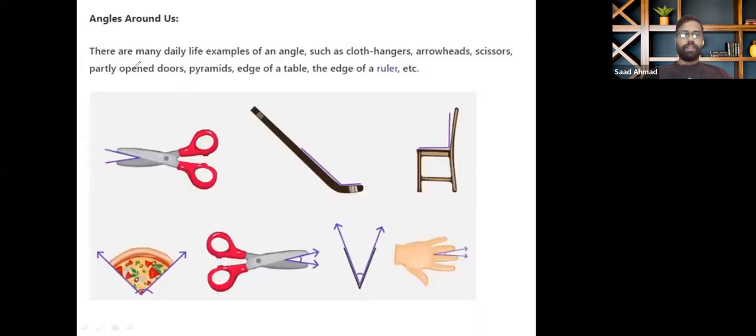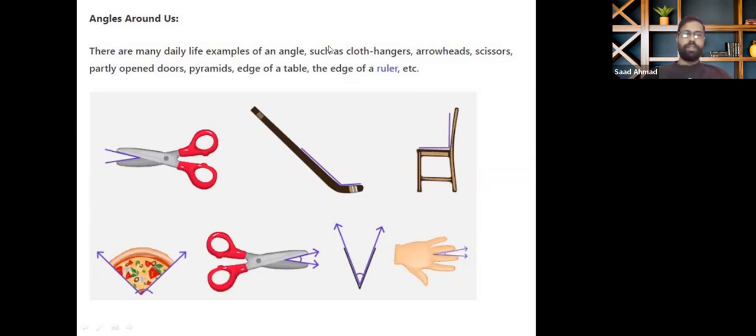Okay, so angles around us, right? There are many daily life examples of an angle, such as clothes hangers and arrowheads. You see the scissors have an angle, and the favorite one, the pizza, right? A good angle here. And the bigger the angle is, the happier you are, right? The angles between your fingers, the angle between your chairs, everything. So there are angles everywhere that we can see.